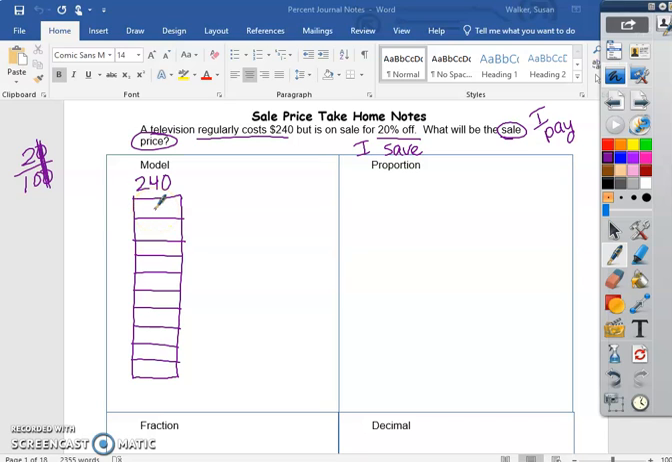Now I'm going to divide 240 by 10. And I'm going to explain this here in a minute. So 10 goes into 20, 2, then 10 into 40 is 4, and there's nothing left. So each part is worth $24.